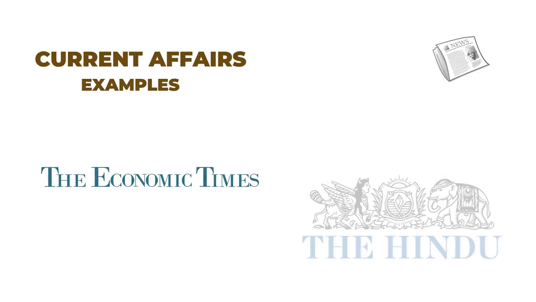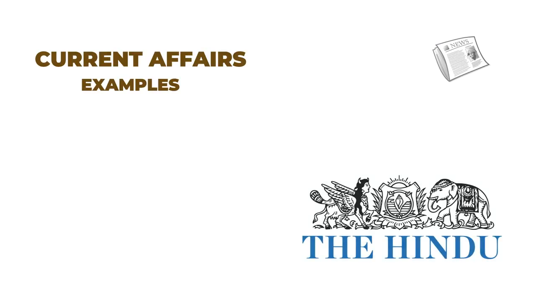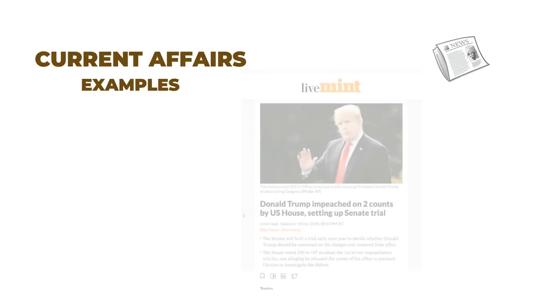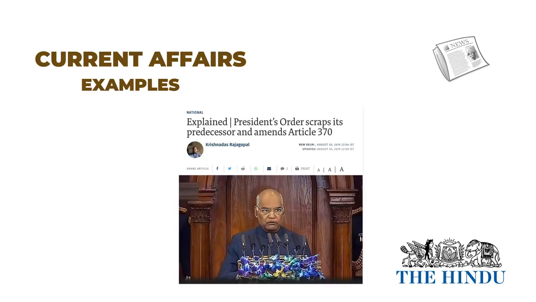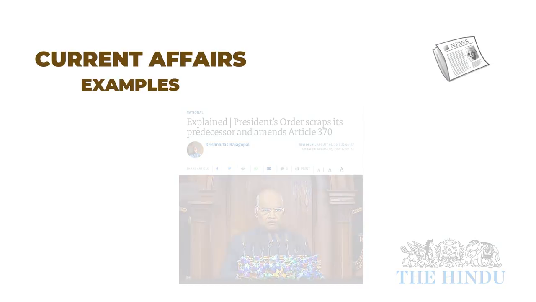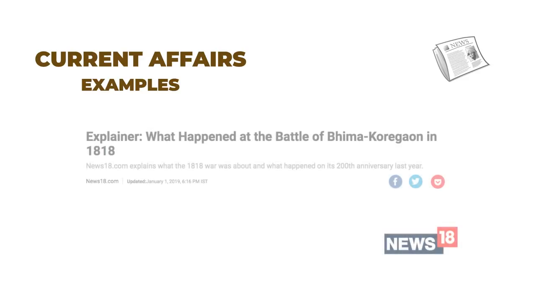Examples of the journalistic sources include articles from newspapers such as the Economic Times or the Hindu. For instance, articles like Donald Trump impeached on 2 counts by House, setting up Senate trial by Billy House, or an article from the Hindu titled Explained, President's Order Scraps Its Predecessor and Amends Article 370, written by Krishnadas Rajgopal. Another example would be an explainer, What Happened at the Battle of Bhima Koregaon in 1818, taken from News 18.